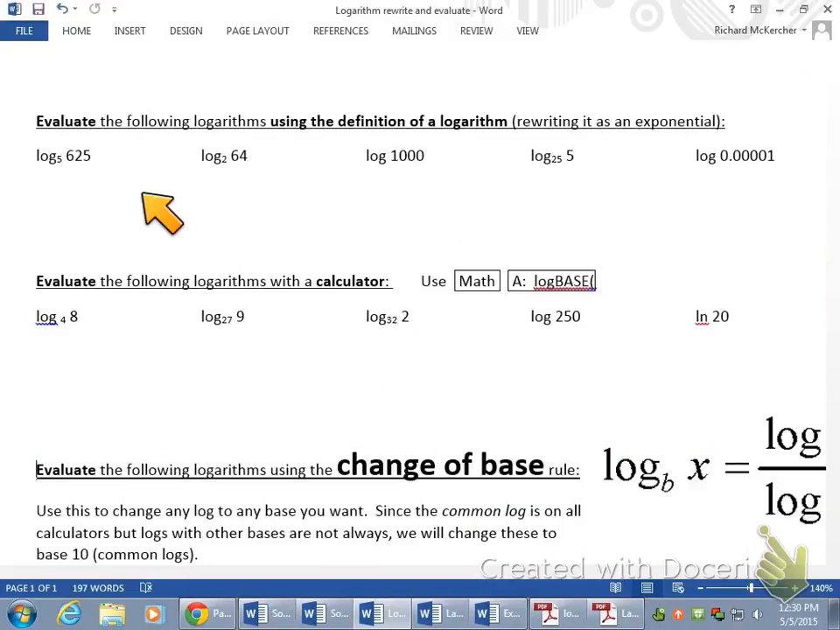All right, now we're going to use that to evaluate. So these problems, notice, are not equal signs, so we're done practicing writing them back and forth. Now I want to use that definition. What this is asking me here is 5 to what number would give me 625? Well, that's something I can figure out. I just got to think about that for a while. And of course I can use my little calculator and figure that out, but the answer ends up being 4.